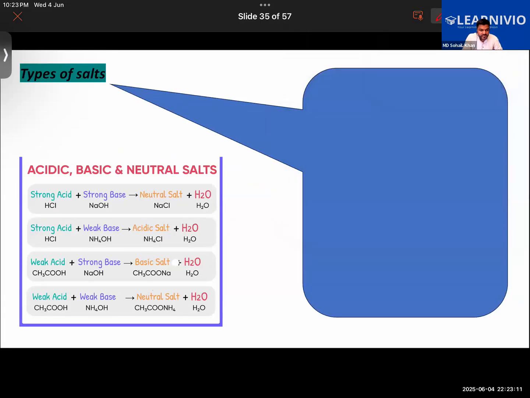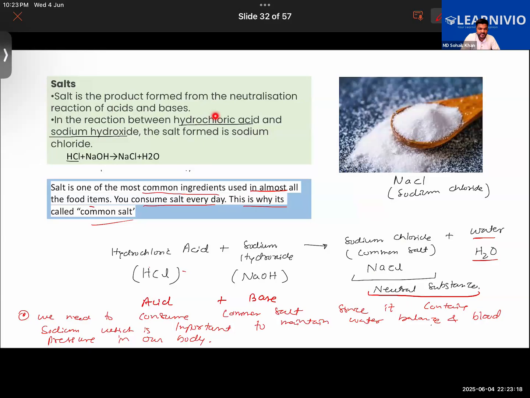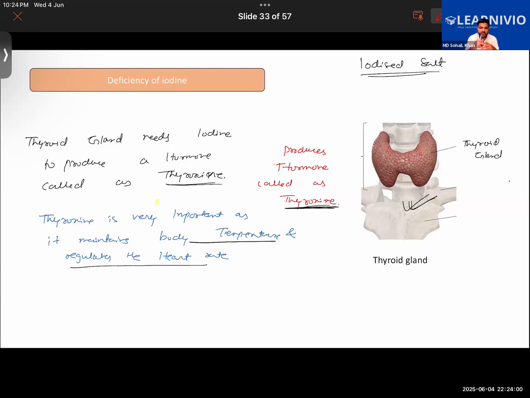Now, as we're learning about salt, so far we have learned how salt is formed. Salt is formed due to the neutralization reaction between acids and bases. One common example is the reaction between hydrochloric acid and sodium hydroxide, which gives you sodium chloride, that's the common salt, and water. Then we learned why we need to consume salt: since salt contains sodium, and sodium is important to maintain the water balance and the blood pressure in your body. Then we learned it is advised to consume iodized salt.